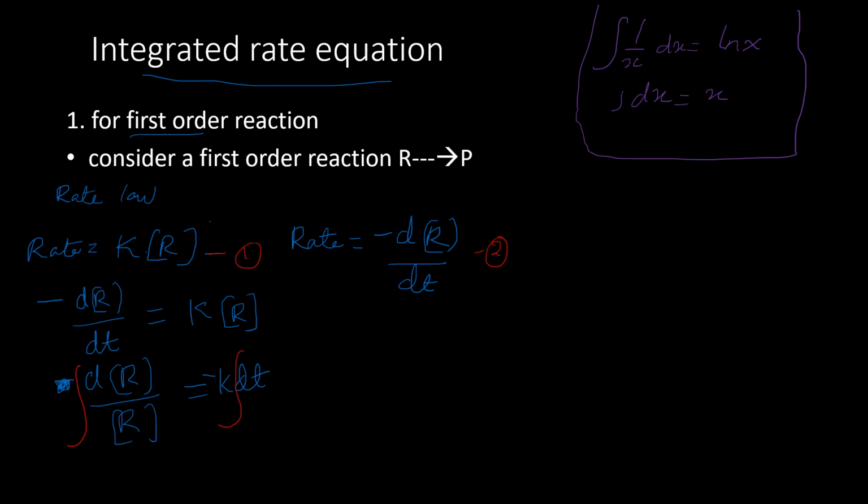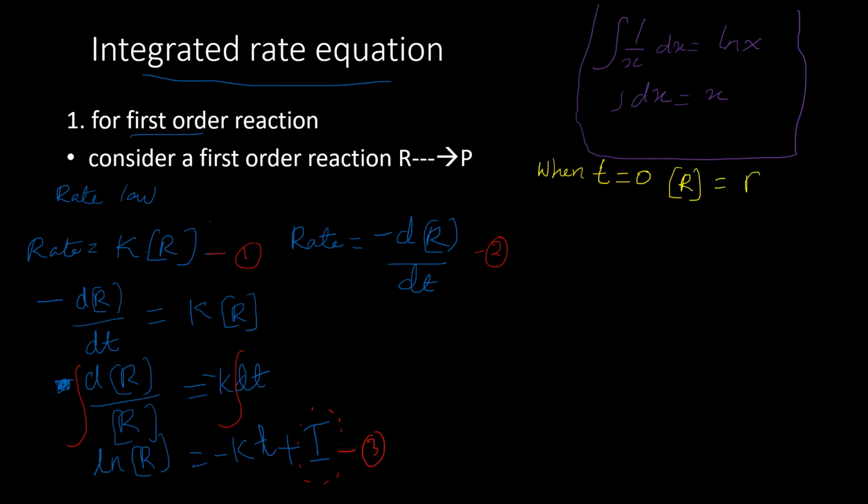On integrating, the integral of dR by R is ln R, and the integral of k dt is k into t. For all integration, finally we need to add a constant of integration, I. So this is equation number 3. Then we have to find the value of this constant. For that, we assume a condition: when time t is equal to 0, before the reaction, the concentration of R will be the initial concentration. We represent the initial concentration by R0. The 0 represents initial, that is before the reaction starts.